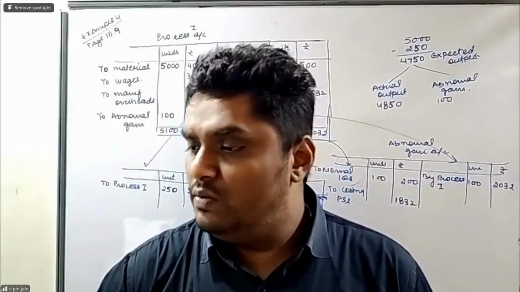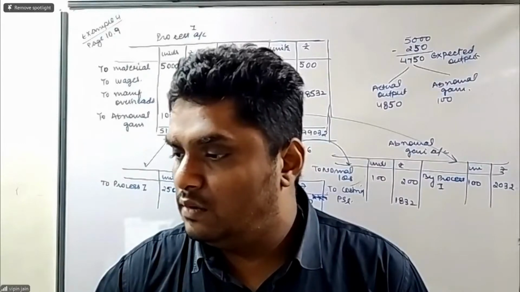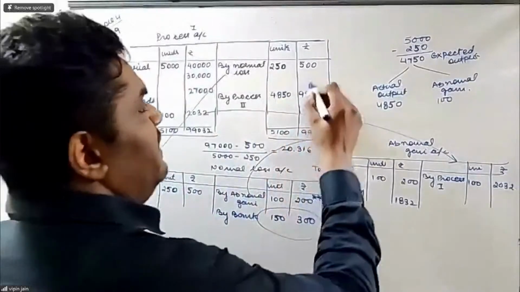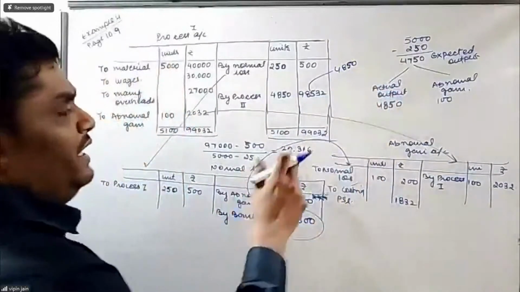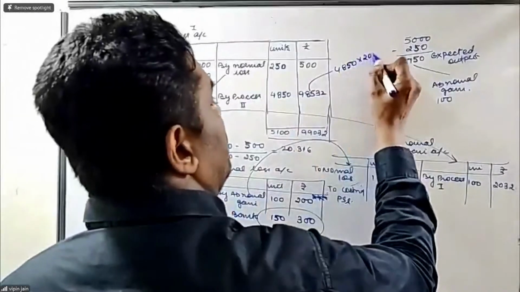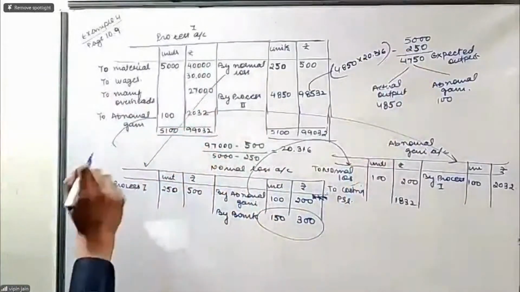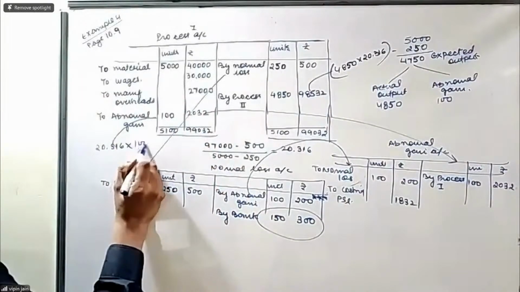So thank you. So one second. It's very easy, my dear. 4850 into 20.316. And this is 20.316 into 100.